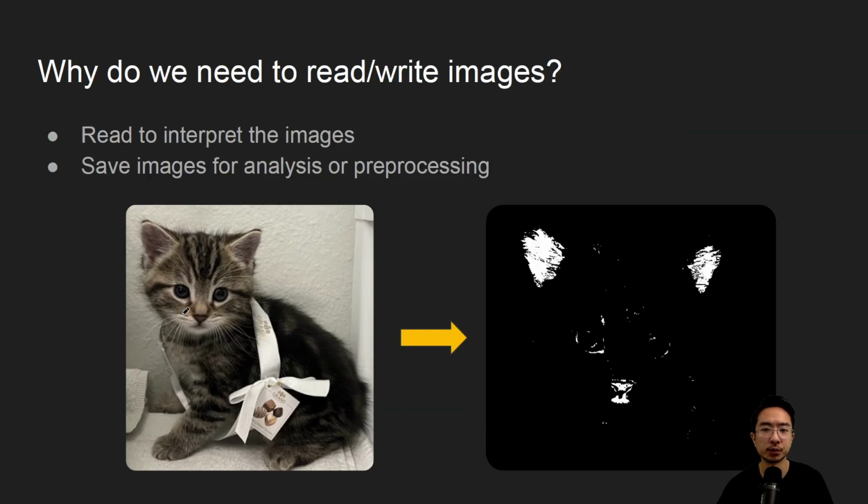Okay, so why do we need to read and write images? Usually the main thing is we want to interpret the image to do some sort of image processing on it. Right here is an example of me trying to find some of the ears with a basic type of segmentation method. Other times you may want to write images for saving, maybe for analysis that you're doing, or maybe for pre-processing. Depending on what stage of the image processing pipeline you're at, you may need to do different actions with your images, whether it's reading or writing.